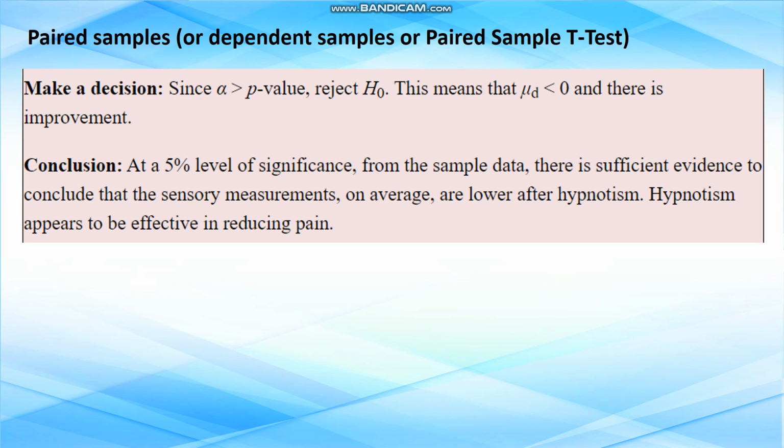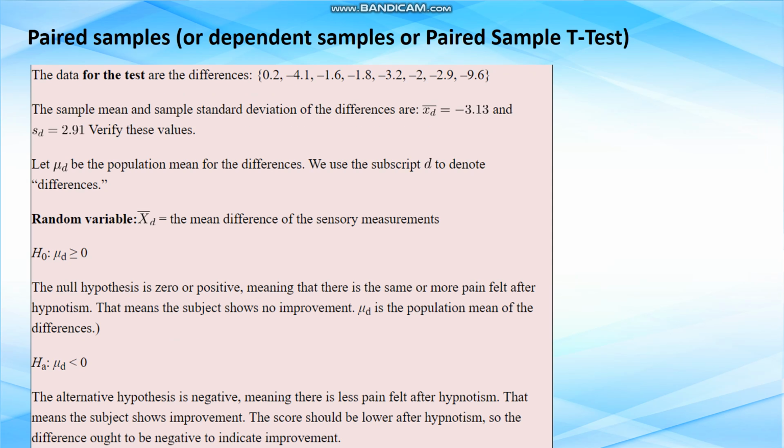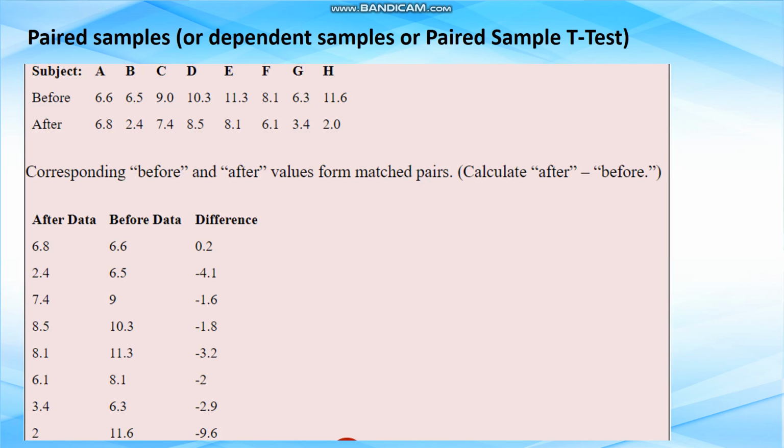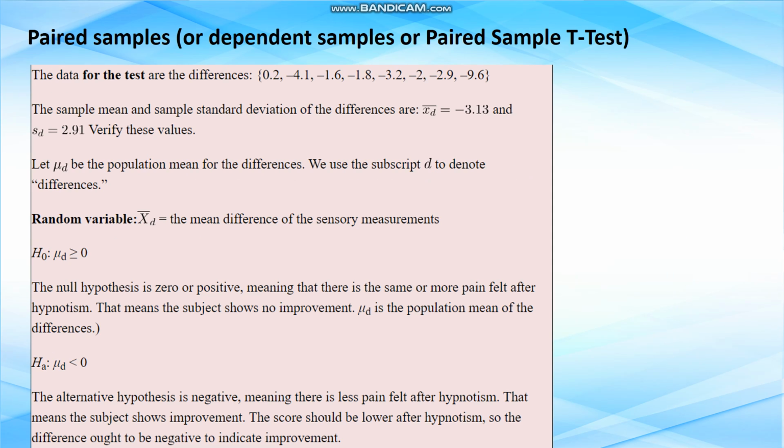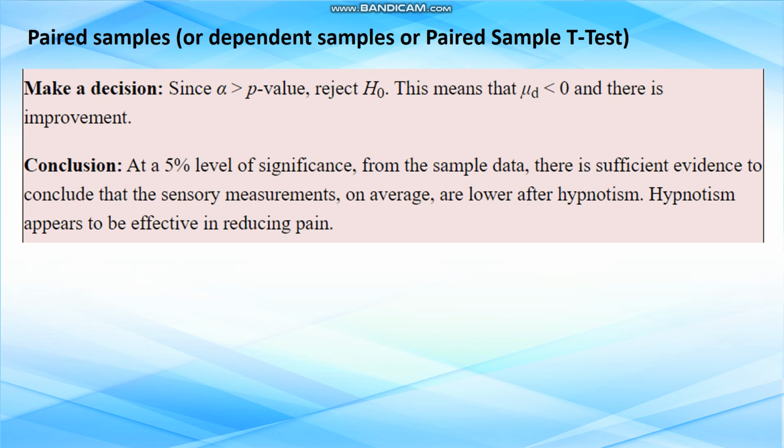This means that mu d is less than 0. Mu d is less than 0. You can have a look. Mu d is less than 0. It means you reject the null hypothesis and you accept the alternate hypothesis. So it means there is improvement. It shows some improvement.